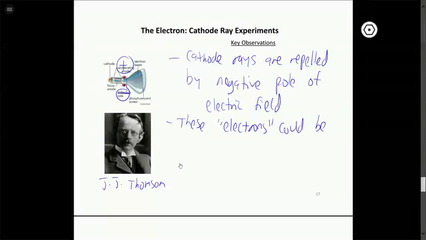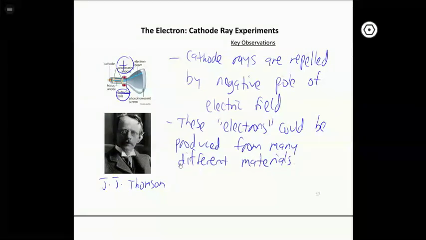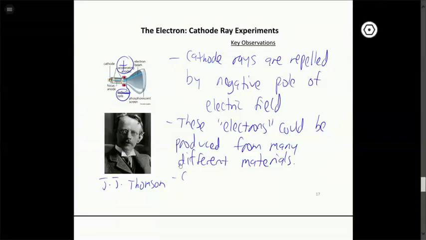And they could be produced from many different substances. All right, so it wasn't just one metal that gave this. If you use a bunch of different metals, a bunch of different substances, he could produce these cathode rays, these negatively charged electrons. And from this, he concluded that all atoms have electrons, which we now know is 100% true.